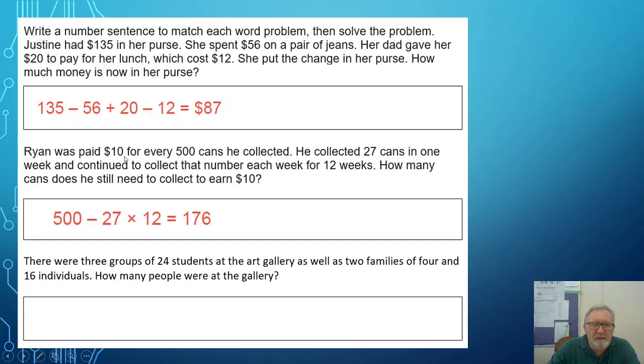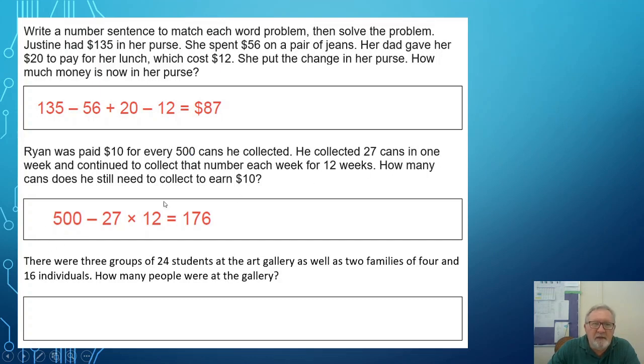Ryan paid $10 for every 500 cans he collected. He collected 27 cans in 1 week and continued to collect that number each week for 12 weeks. How many cans does he still need to earn $10? Now the 10 doesn't appear in here because it's all about the number of cans he's collecting. Because the question is saying how many does he still need, we know that he needs to reach 500. So that's the number he needs to reach.